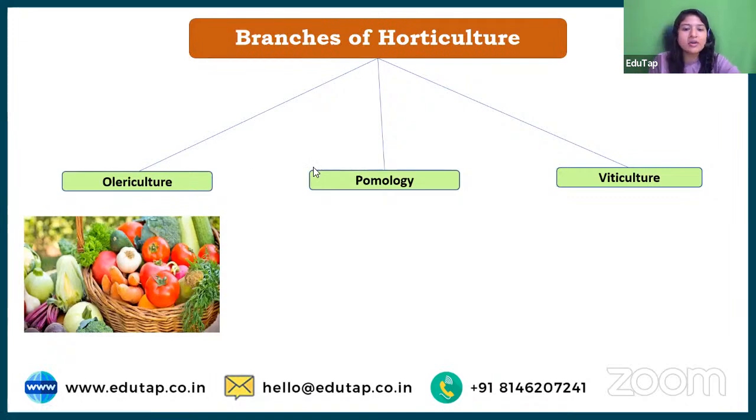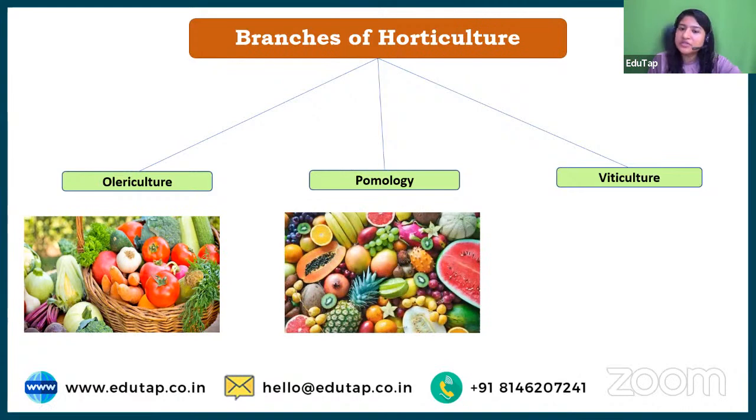ठीक है, vegetable से कौन deal करता है? Olericulture. Pomology आपसे किससे deal करता है? That is your fruits. ठीक है, pomology, the production and cultivation of fruits is known as what? It is known as pomology.